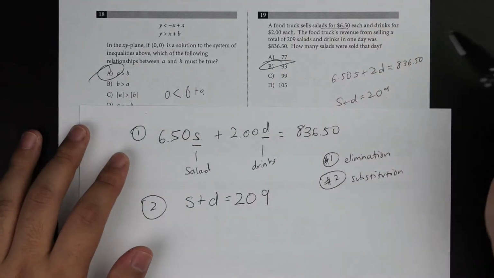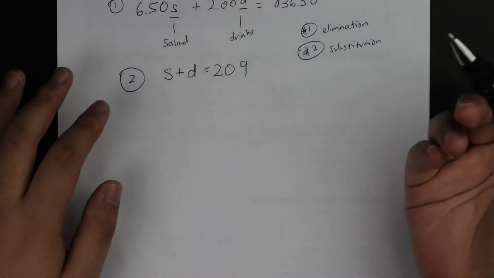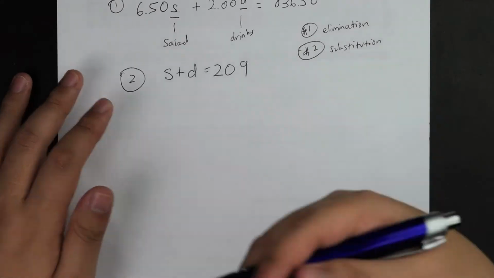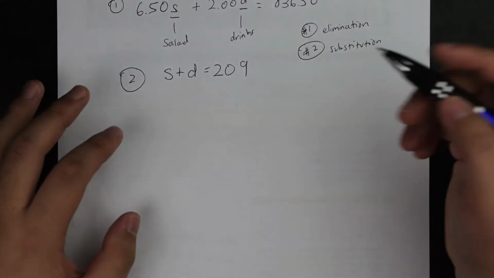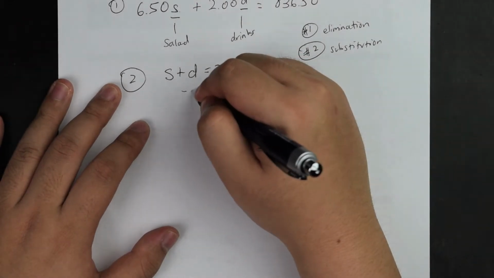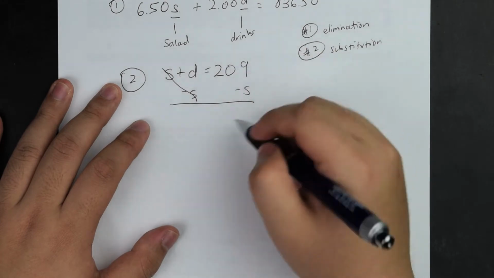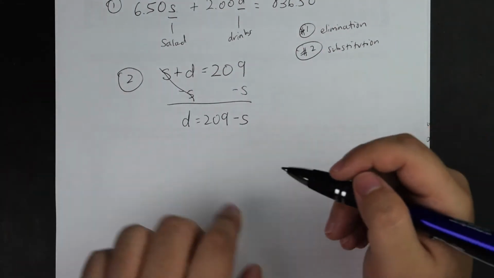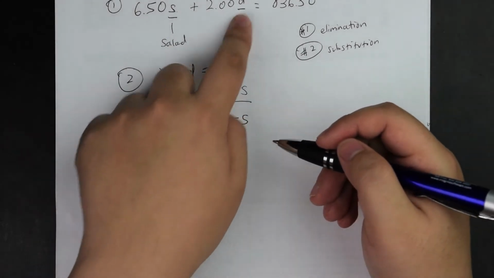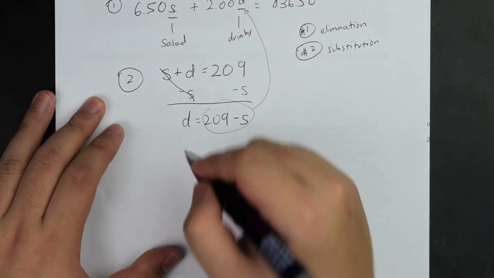And so when I saw this question, it's asking me how many salads were sold that day. When I'm looking for salads, I'm going to make sure to get rid of D, which is the drinks, because I don't need the value for D. I need the value for S. So what I did first was I moved S over, S minus S, and the D's cross out. And so I end up with 209 minus S. Afterwards, I substituted this value into here. This whole value here, I plugged into here to solve it out.